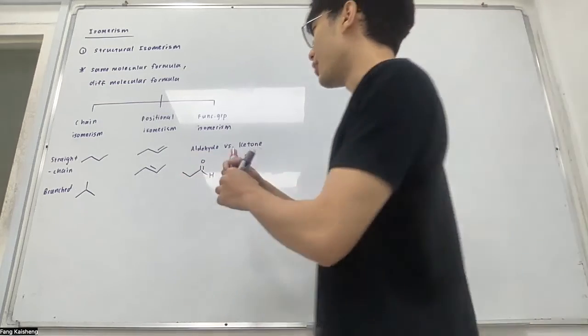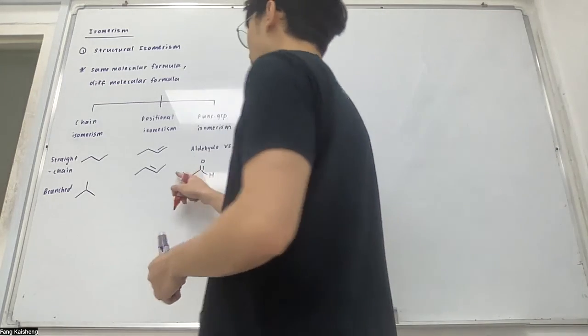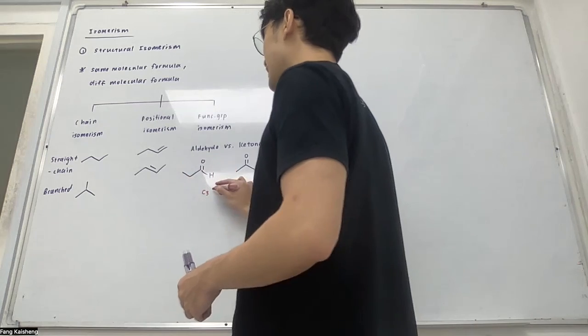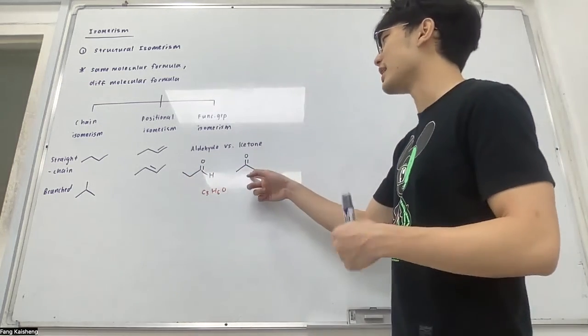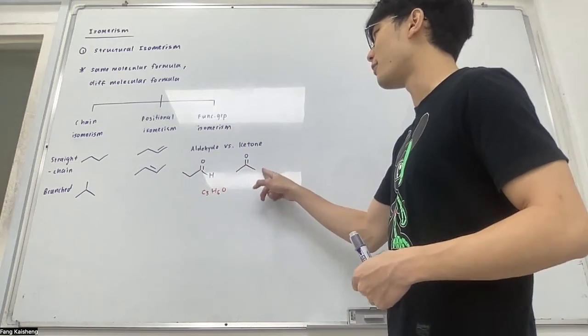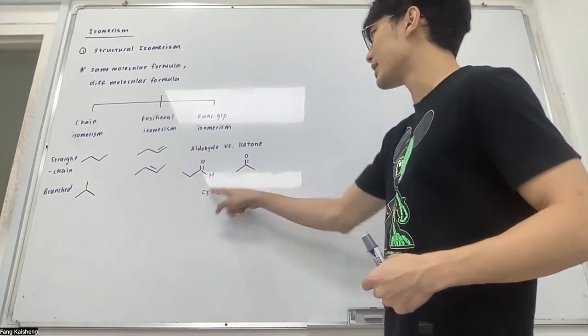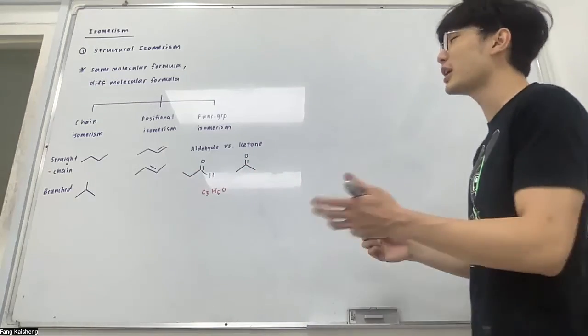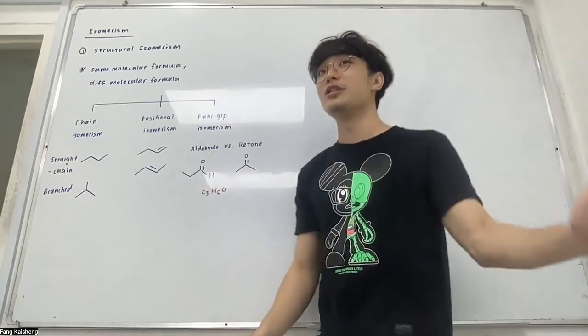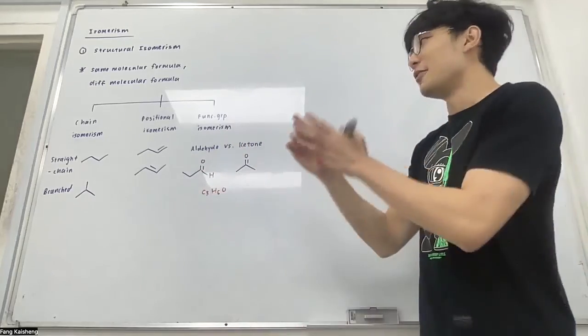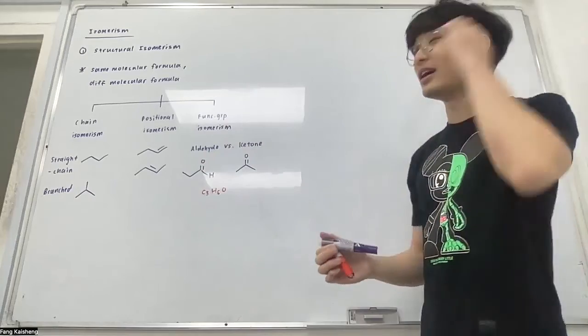I have 3 carbons here, right? So this is C3. I have 1, 2, 3, 4, 5, 6 hydrogens and 1 oxygen. You can see that. And if you do the same thing for this one, 1, 2, 3, 4, 5, 6 hydrogens, 3 carbons, and 1 oxygen. So they will share the same molecular formula. It's just that their functional groups are completely different, with different types of chemical reactions also. You can see that.